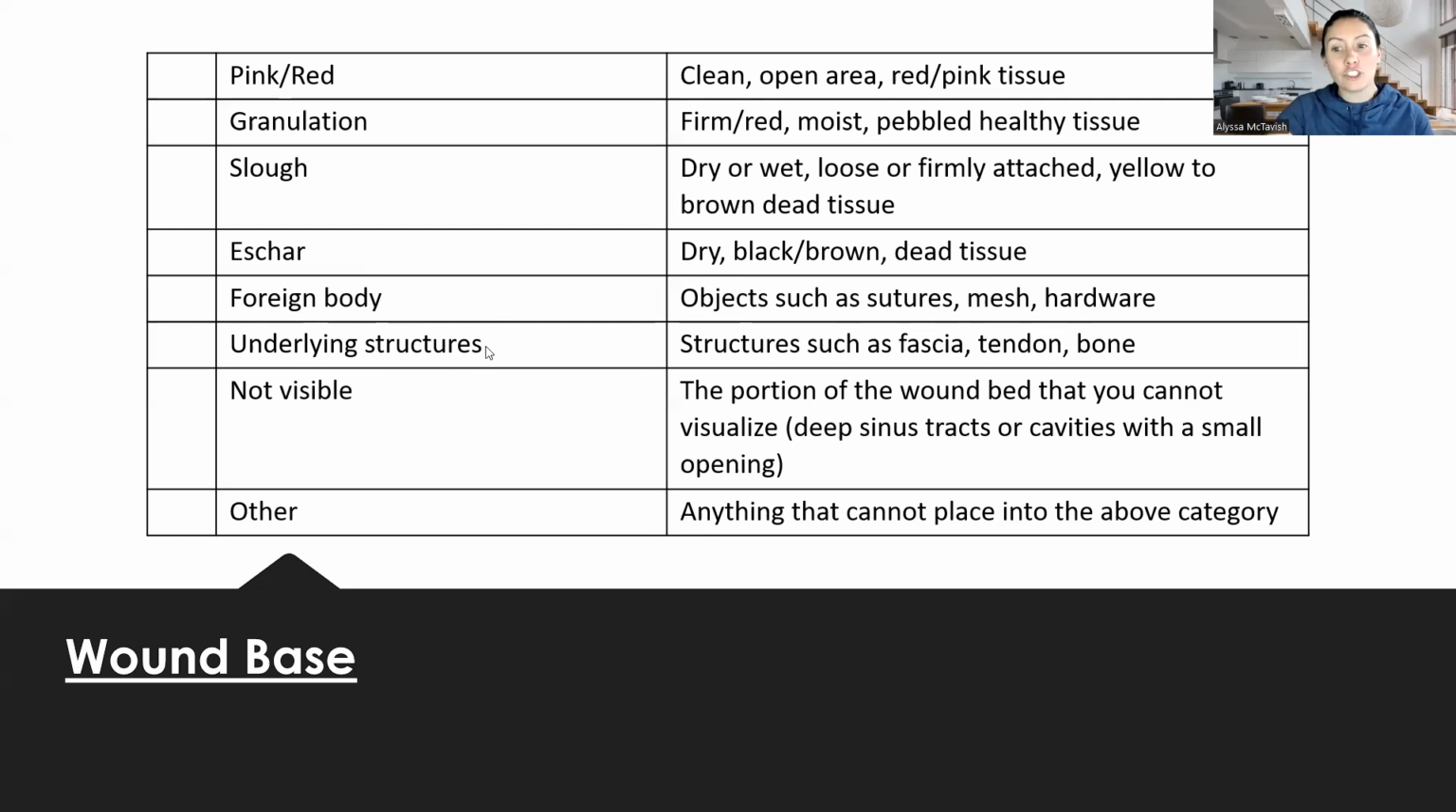Do we have underlying structures? So bone, tendon, ligaments. Is anything in the base of that wound? Okay. Non-visible. Okay. Is there a portion of the wound bed that you can't see? Deep cavities, sinus tracts. And then anything other that you haven't been able to place in the above categories, you would just note it here, and you're also going to write it down. Okay, what are you seeing?